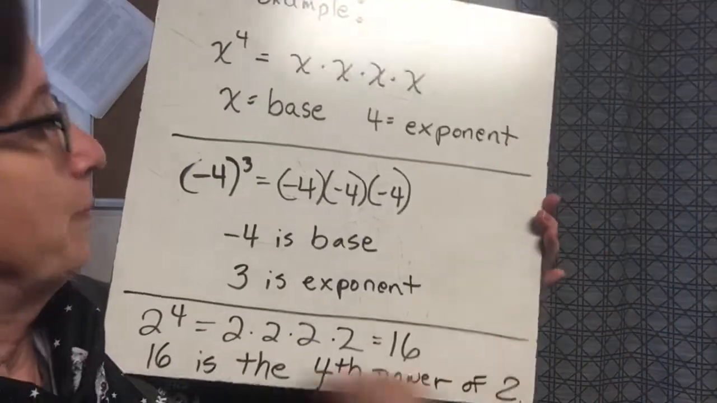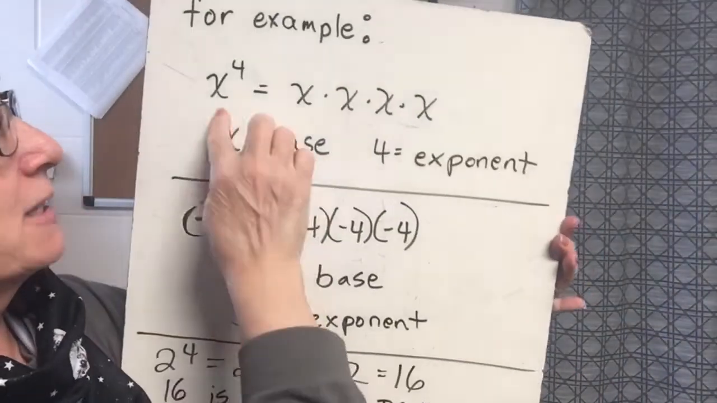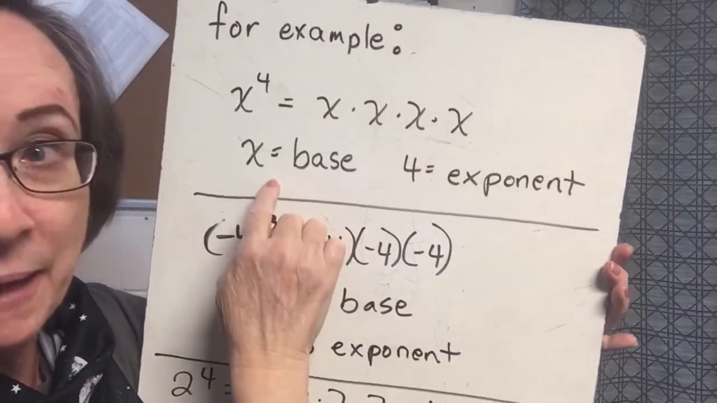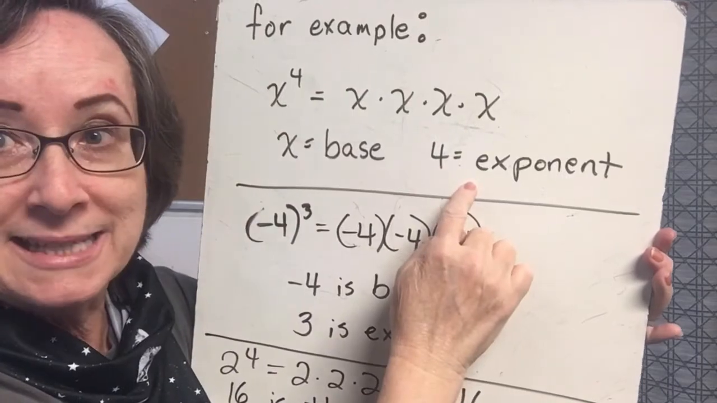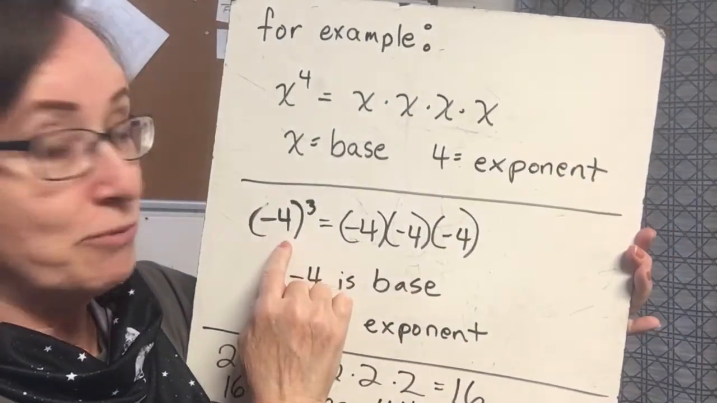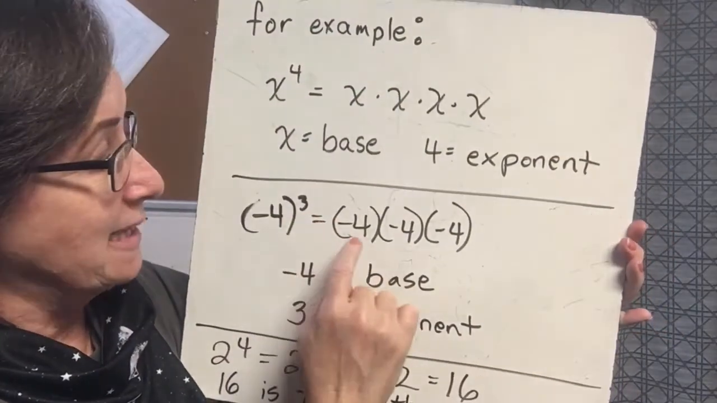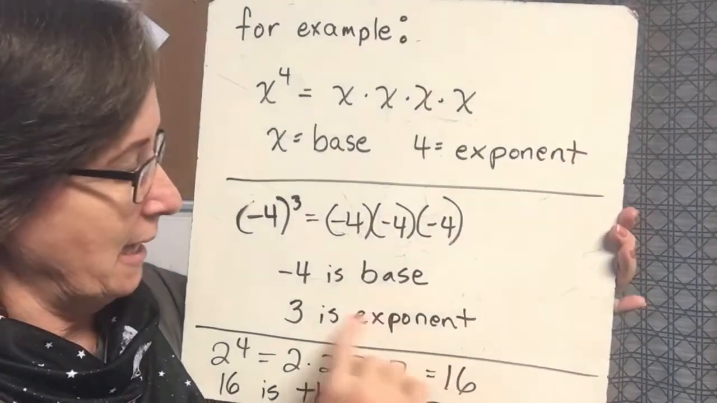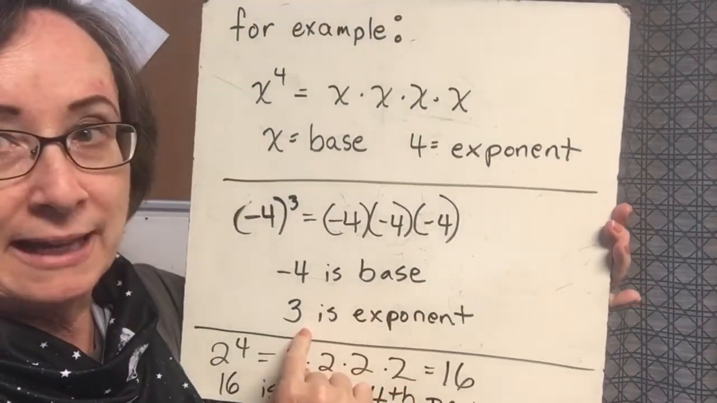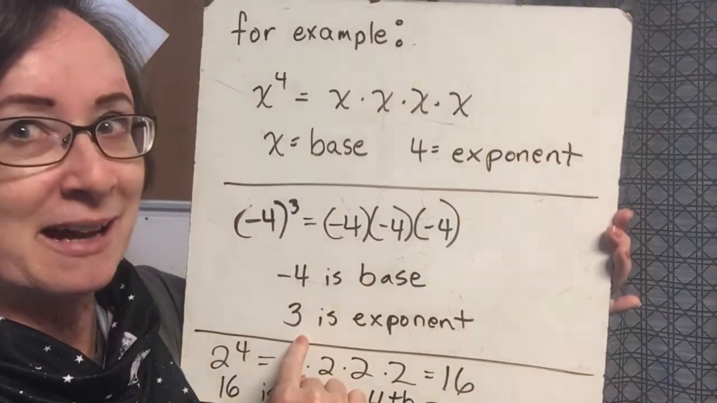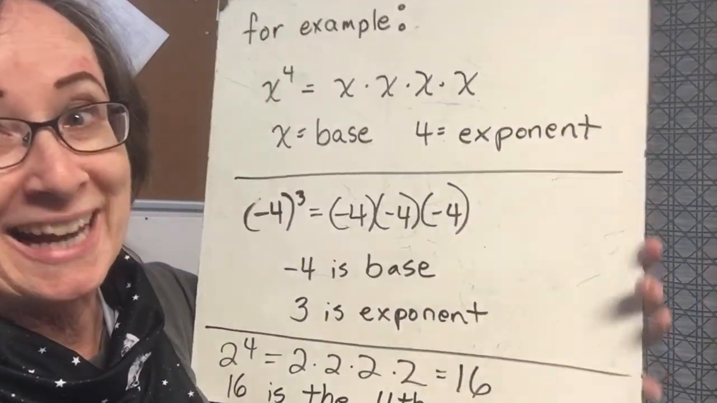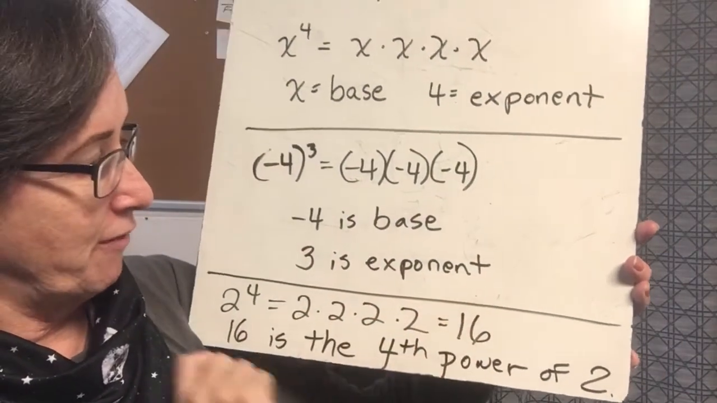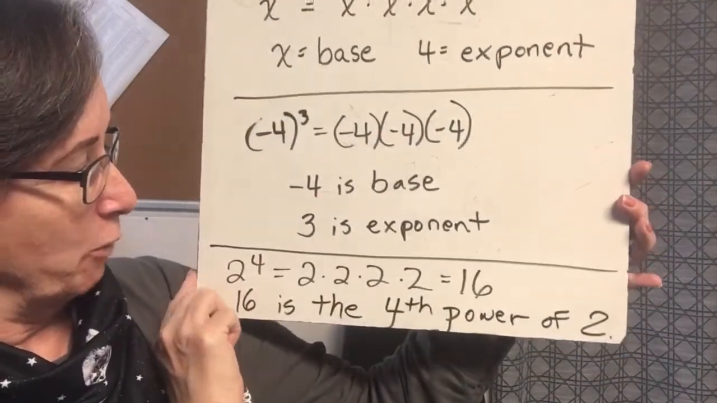For example, x to the 4th is x times x times x times x, where x is the base and 4 is the exponent. Negative 4 cubed means negative 4 times negative 4 times negative 4. Negative 4 is the base, and number 3 tells you how many times negative 4 is multiplied by itself. So that's the number of factors that are in there that are repeated.